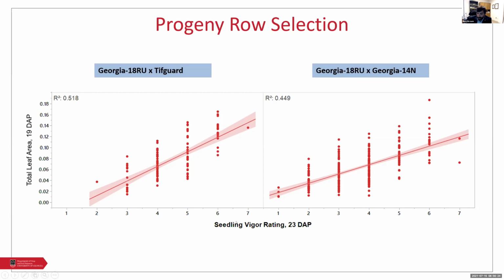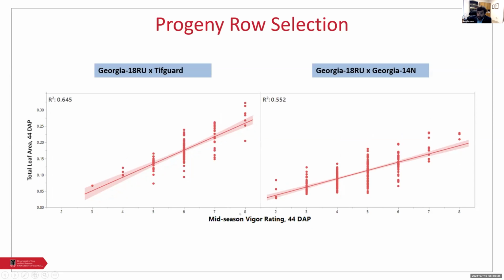I took seedling vigor ratings as well as UAV data. We get very good R-squareds, actually better than the yield trial here. And then we see a similar relationship for mid-season plant vigor with R-squareds of 0.6 and 0.55 for these two populations. And so my next step here is to select progeny rows that are high performers for seedling and mid-season vigor and low performers, and see if those hold true in the forward generation.